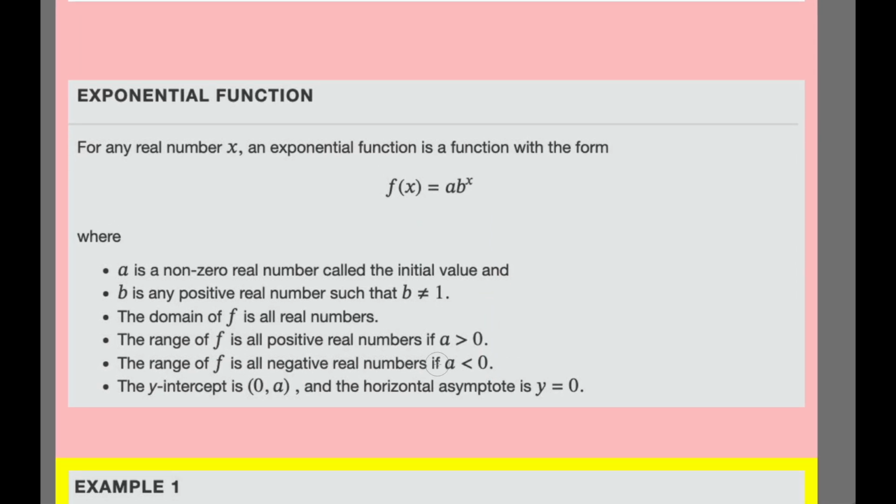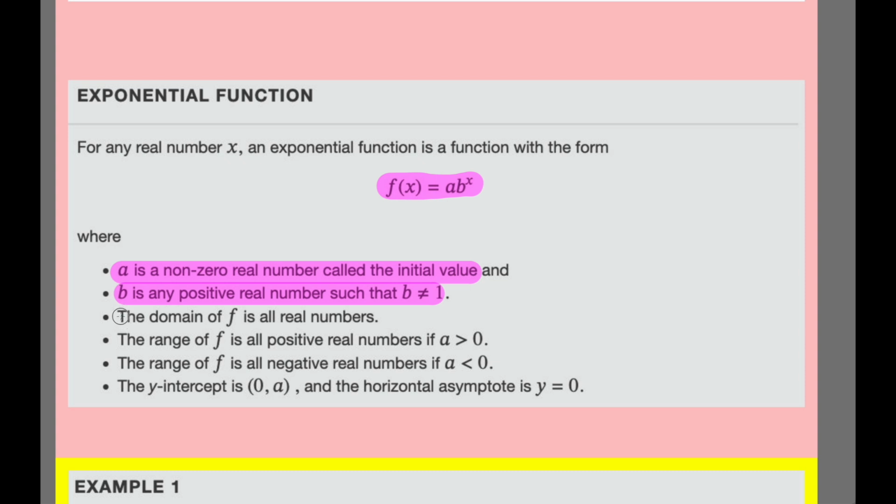All right. So just kind of repeat myself again here. What an exponential function is, it has this form, a times b to the x. A is non-zero, and it's called the initial value. If it's 0, then you just have a constant function. B is any positive number, but b can also not be equal to 1. So any positive number except 1.